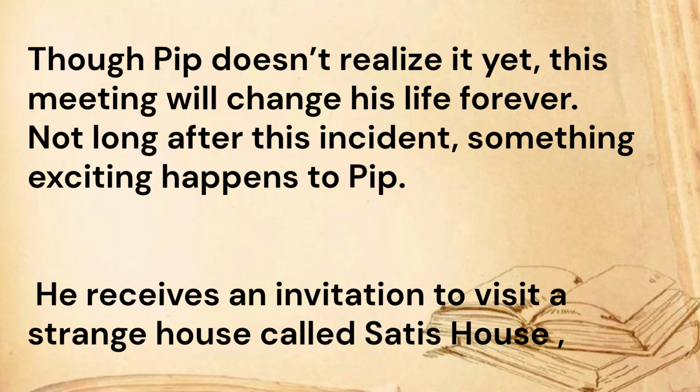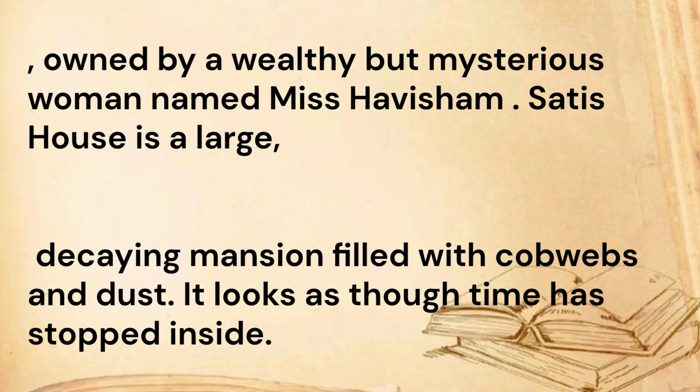Not long after this incident, something exciting happens to Pip. He receives an invitation to visit a strange house called Satis House, owned by a wealthy but mysterious woman named Miss Havisham. Satis House is a large, decaying mansion filled with cobwebs and dust. It looks as though time has stopped inside.